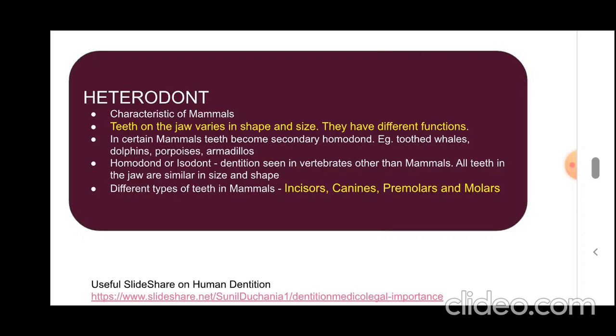Then the different types of teeth present in mammals are incisors, canines, premolars and molars. So this is heterodont dentition.